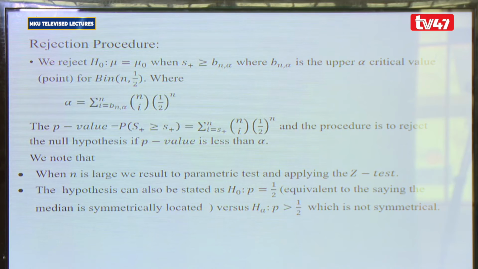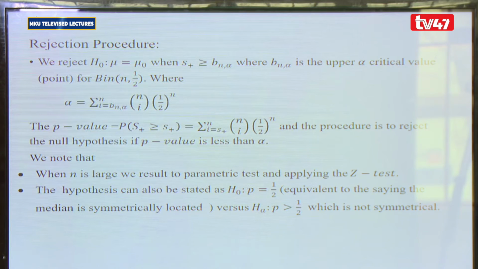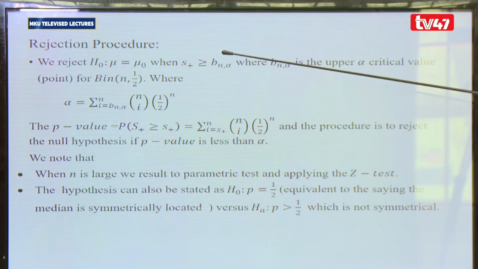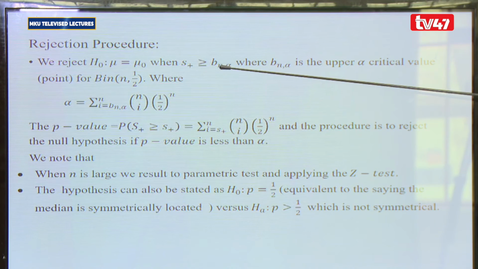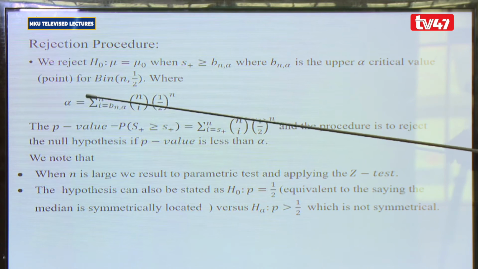So the rejection procedure would be to reject the null hypothesis of the median equal to a particular value when S is greater than a particular critical value, which we denote by Bn alpha, where alpha is the level of significance and n is the number of trials. As we have said, the number of observations is what we also refer to as trials. It is expected that the students are familiar with the binomial density.